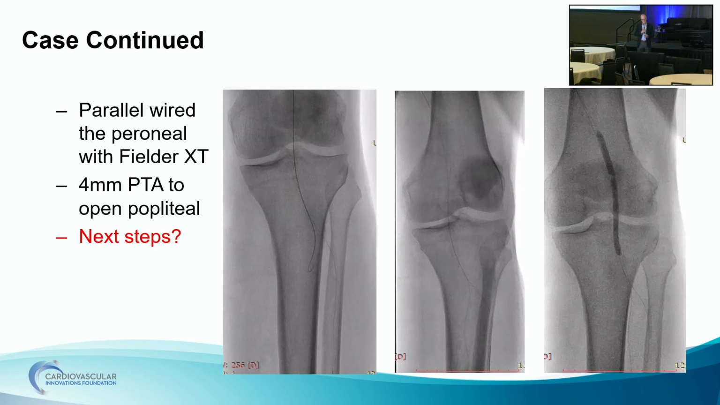And then ultimately, with that second wire anchoring into the anterior tibial, there's a 4 millimeter balloon inflation performed in the POP. So what now? Based on what you know now that you didn't know before, there's a lot of calcium in those vessels. So what's your next step here?